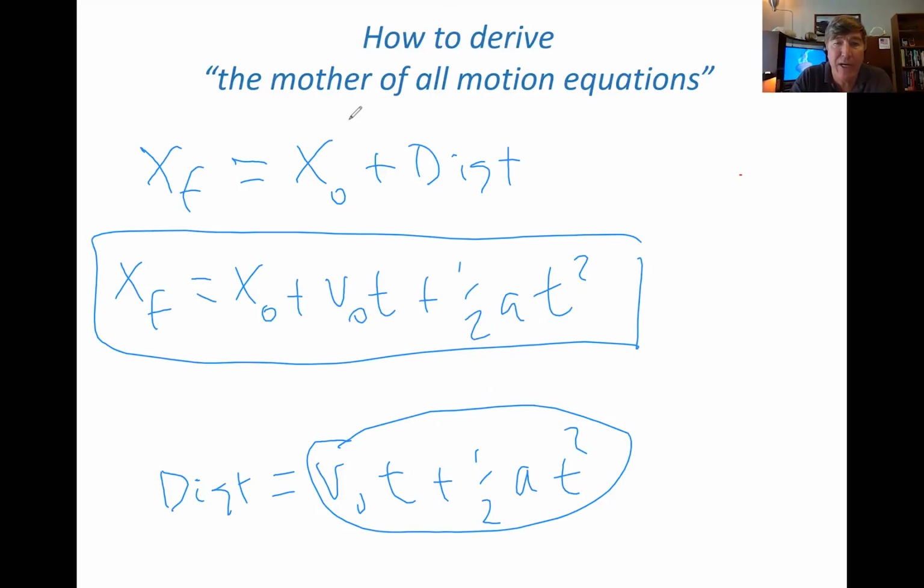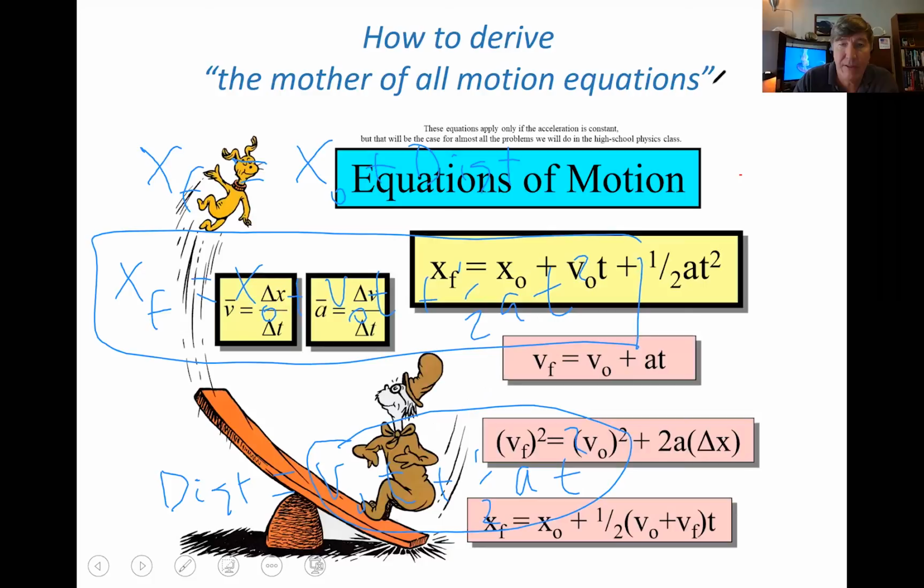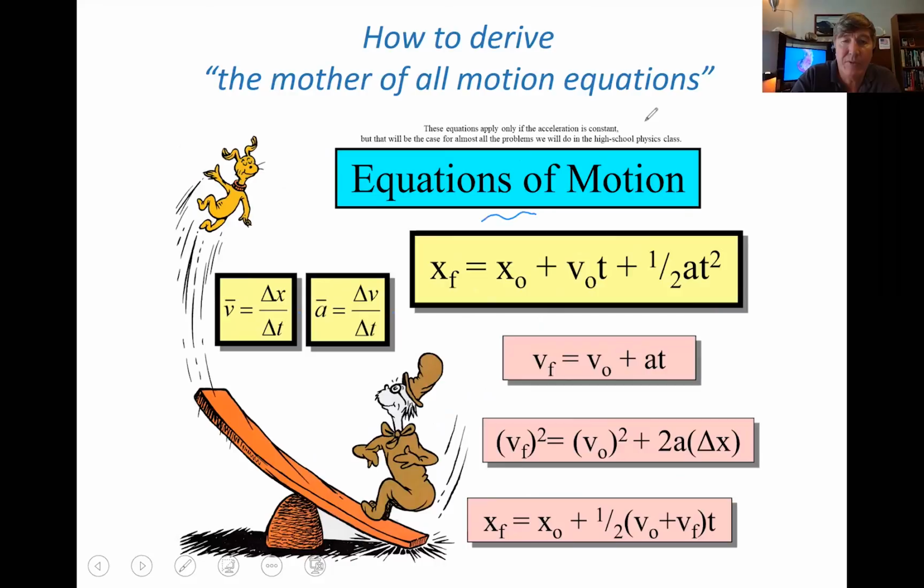So what we have just derived is a really, really important equation. It's this one right here, which I call the mother of all motion equations. We have now derived it, so we now know where this equation came from. We can now use this equation with confidence, knowing that it'll do the job for us. I call this one the mother of all motion equations because all of these other motion equations can all be derived from this.